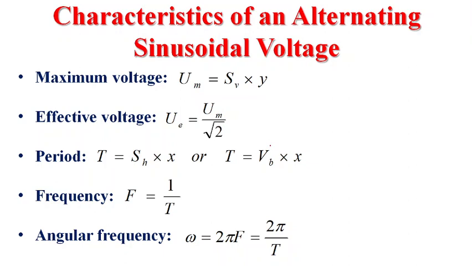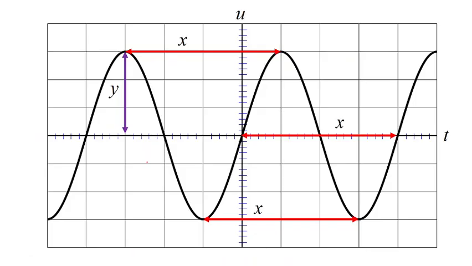The characteristics of an alternating sinusoidal current voltage are the maximum voltage, the effective voltage, period, frequency, and angular frequency. The maximum voltage and the period can be calculated using an oscilloscope. U max equals SV times Y. T equals SH times X. To determine the maximum voltage, we need the amplitude.